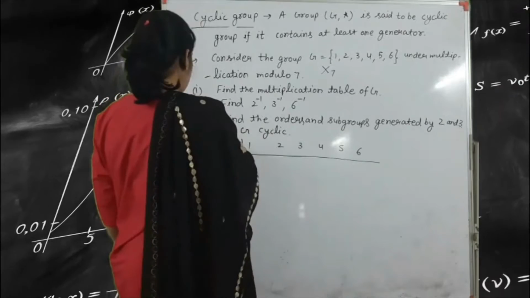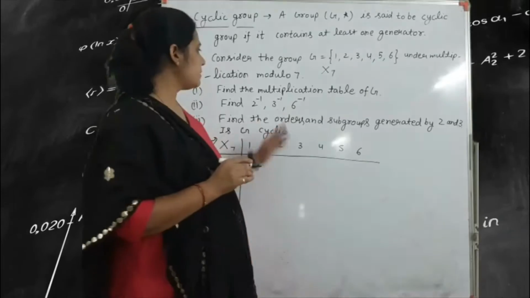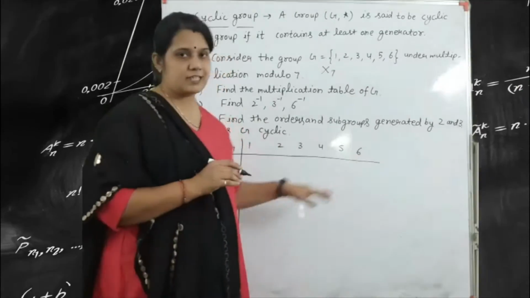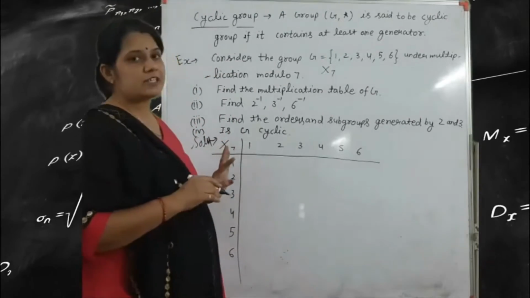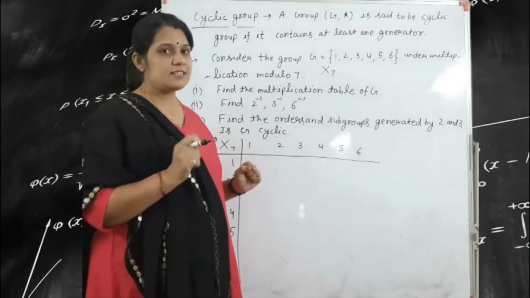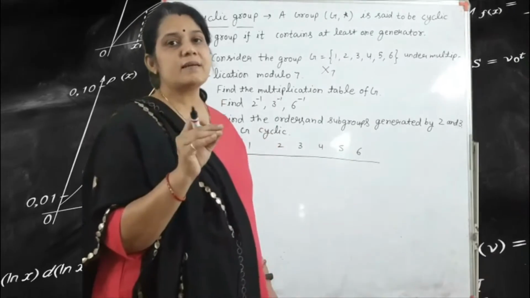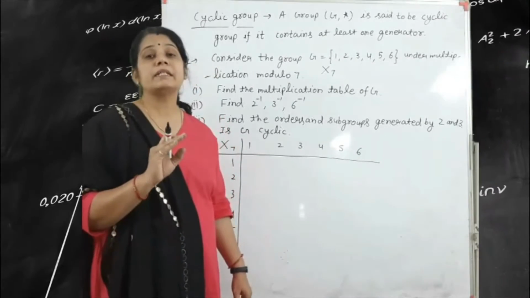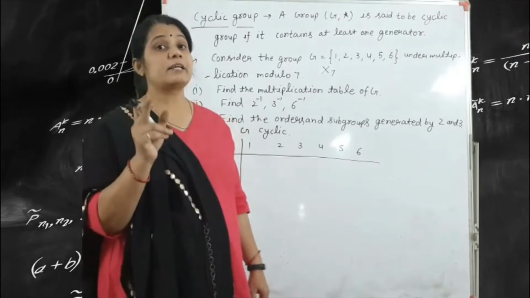First one is we make a table. Find the multiplication table of G. First we write here 1, 2, 3, 4, 5, 6, all six elements, and here we write 1, 2, 3, 4, 5, 6. This is the multiplication modulo 7. The logic is that we multiply both numbers, and if the number is less than 7, then we write that number here, and if the number is equal to or greater than 7, then we write here the remainder.